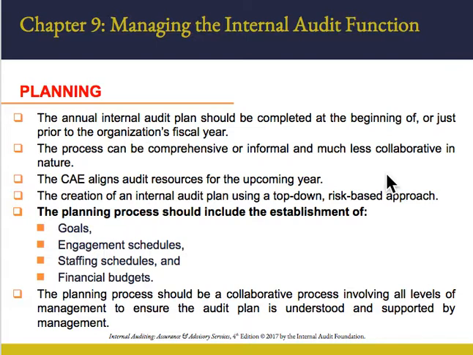The CAE needs to align audit resources for the upcoming year. When he plans, he knows what resources he needs, so he needs to align them at the beginning of the year. The creation of the internal audit plan is best done using a top-down, risk-based approach. The planning should include the goals, the engagement schedule, the staff schedule, and the financial budget. Lastly, the planning process should be a collaborative process involving all levels of management.